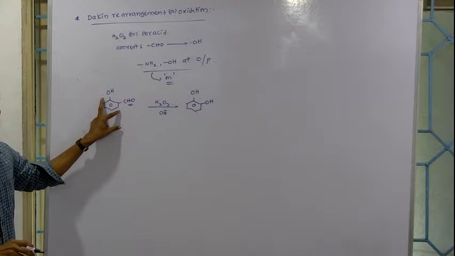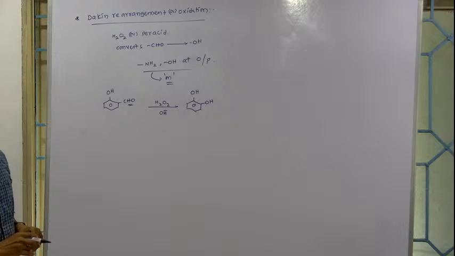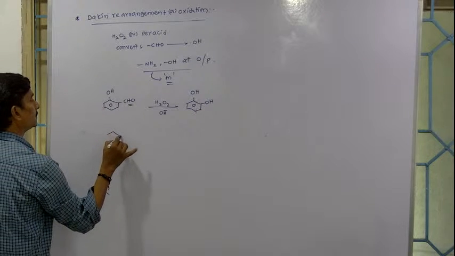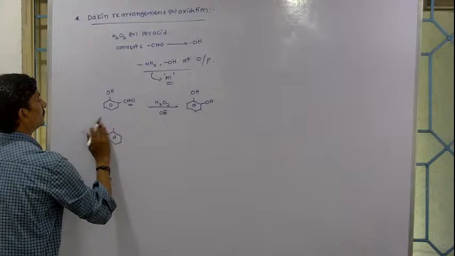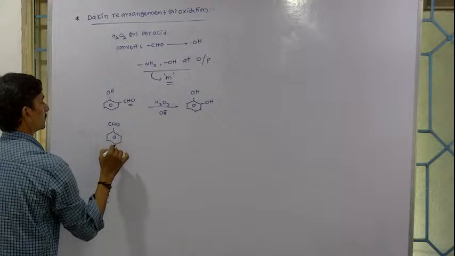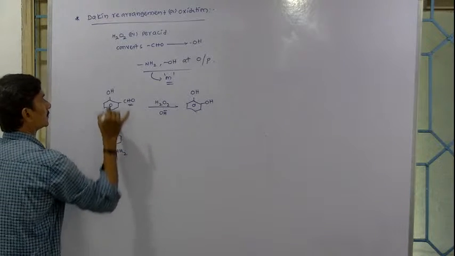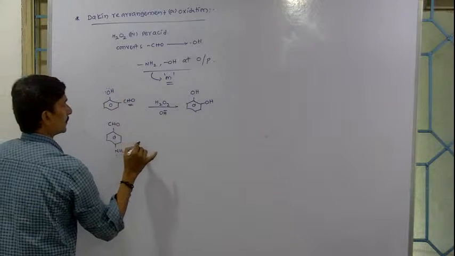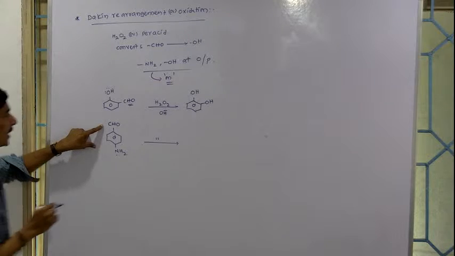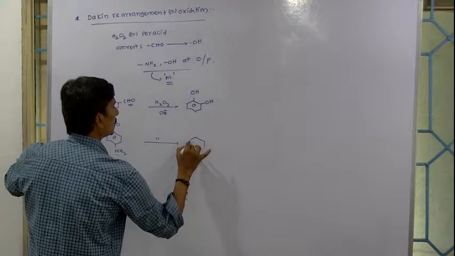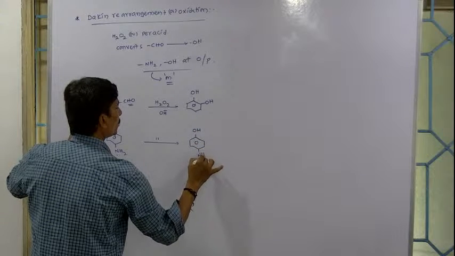Generally, it is known as salicylaldehyde. Ortho-hydroxybenzaldehyde is converted into catechol. Similarly, this aldehyde group is also converted into OH. It gives para-aminophenol.